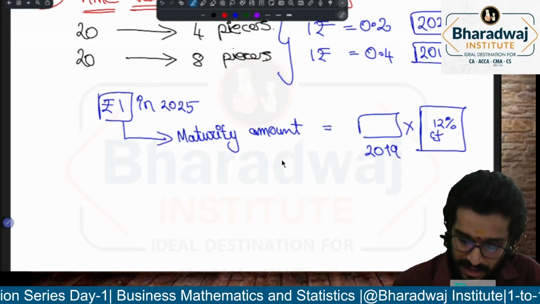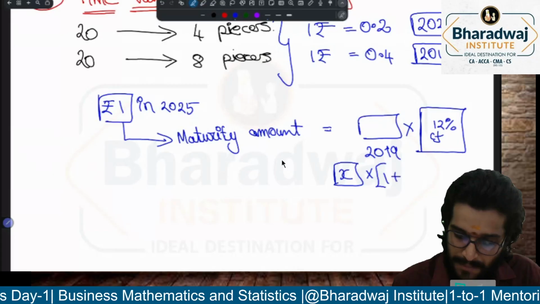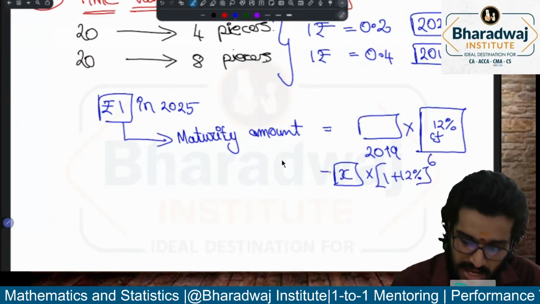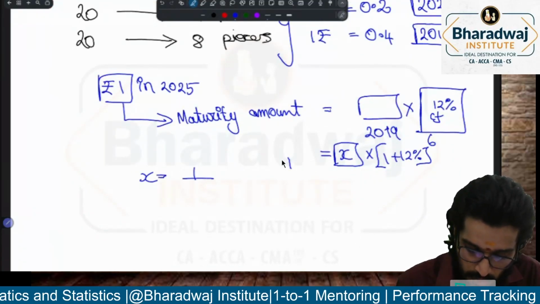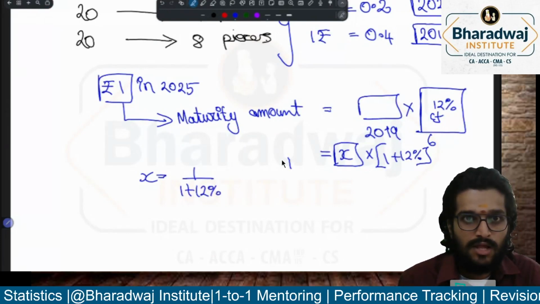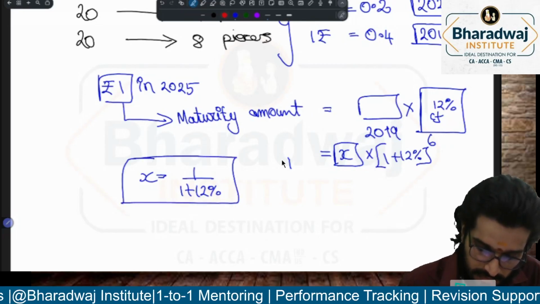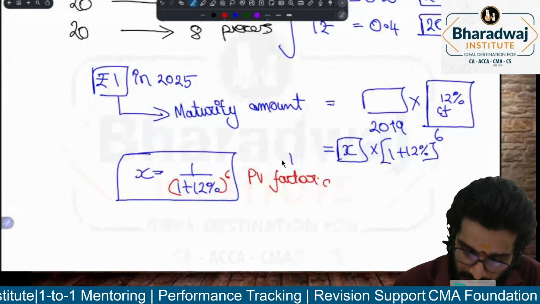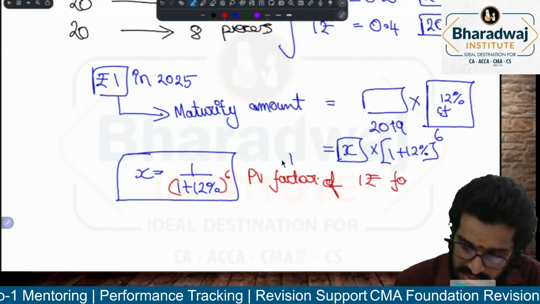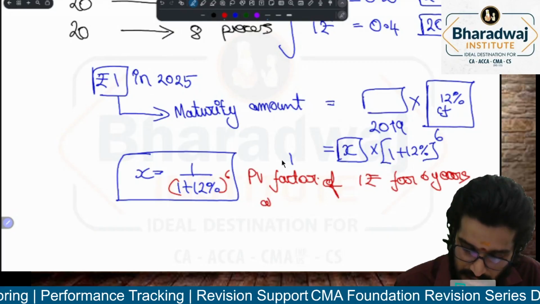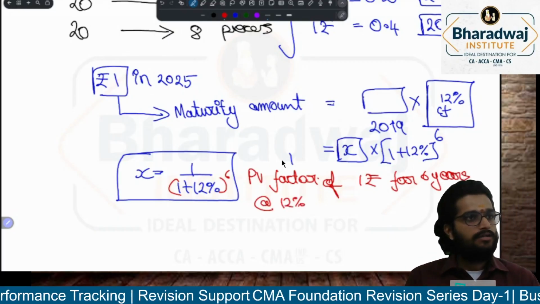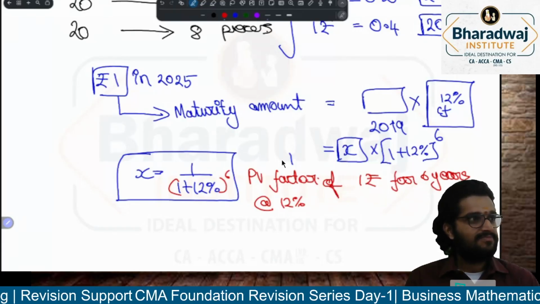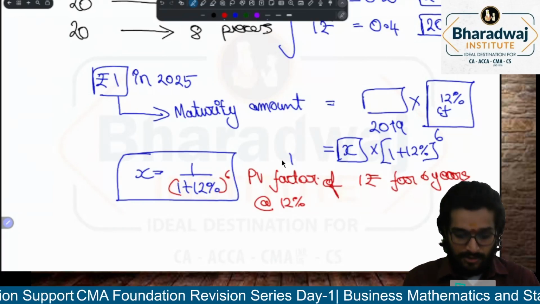How will you compute? Let me take it as x multiplied by (1 plus 12 percent) the whole power 6, which will be equal to 1. So x is 1 divided by (1 plus 12 percent) to the power 6. We call it the present value factor: the present value factor of 1 rupee for 6 years at 12 percent interest. This is what we call the present value factor.